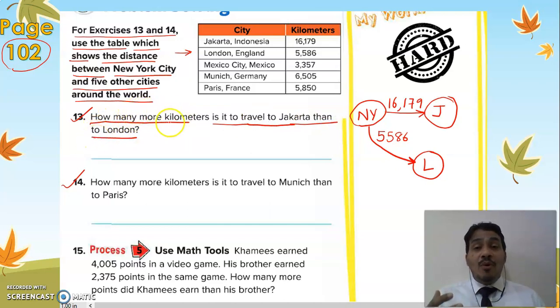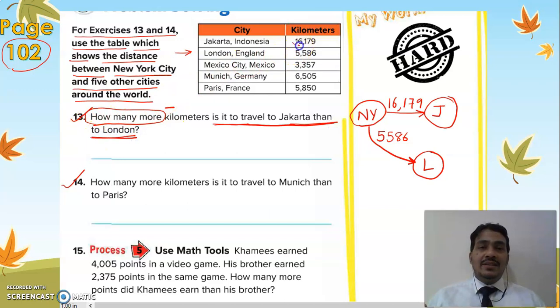So how many more? What do you mean by how many more? How many more means minus. Whenever you see this phrase, how many more, you simply do minus. How many more kilometers is to travel to Jakarta than to London?